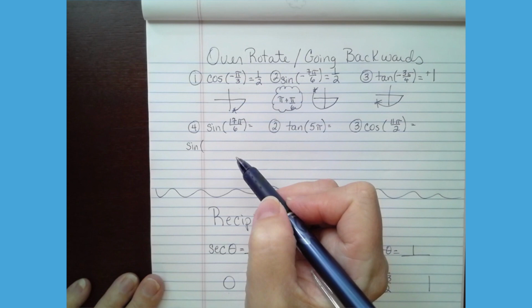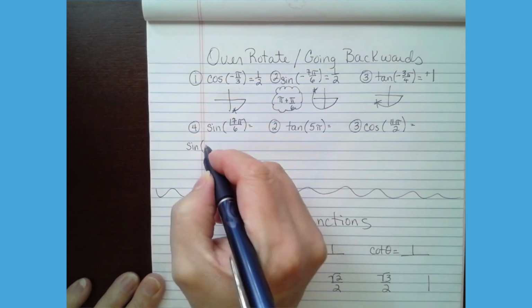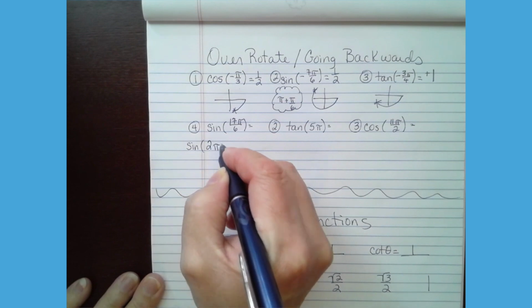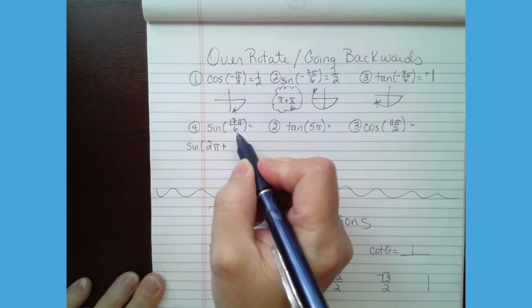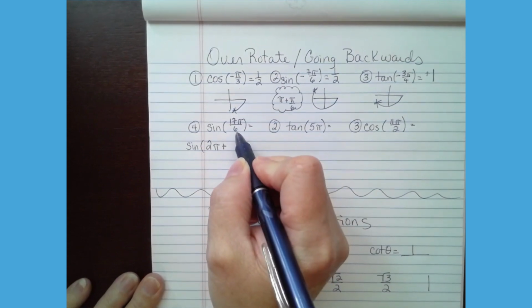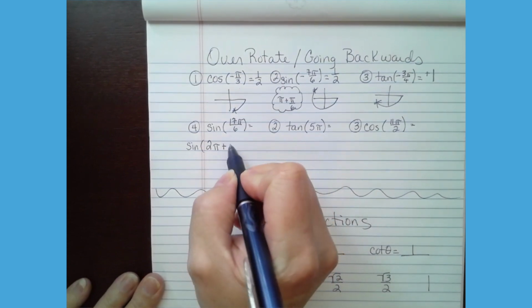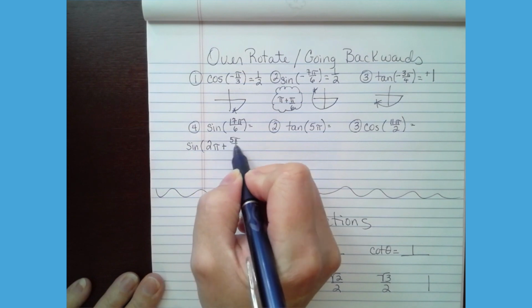Well, I think 6 times 3 is 18, so not that many. So 2, I think. So that's 2 pi plus, and then how many are left over? Well, 2 times 6 is 12, so there's 5 left from that, right? So there's a 5 pi over 6 left.